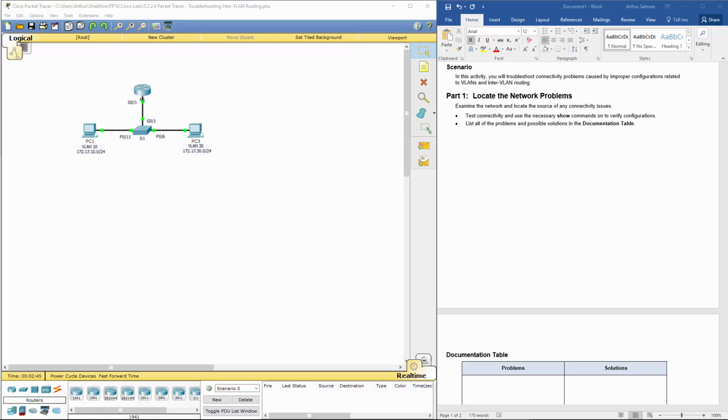Okay, welcome to my Cisco Routing and Switching Essentials lab review. We're doing lab 5224, Troubleshooting Inter-VLAN Routing.